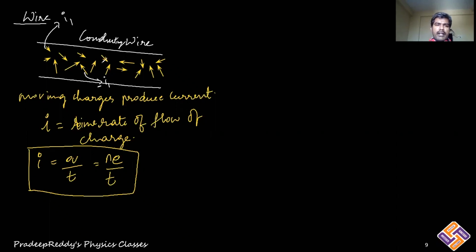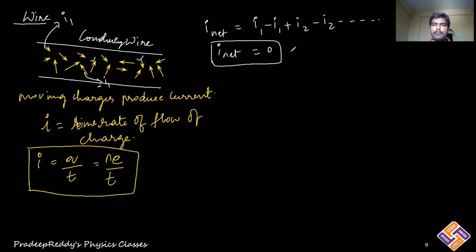Likewise, there is one electron here. This and this get nullified with each other. Likewise, for every electron moving along the positive x-axis, there will be another electron moving in the opposite direction. As a result, I net will be equal to I1 minus I1 plus I2 minus I2, and so on. Therefore, net current in a conductor will be equal to 0.